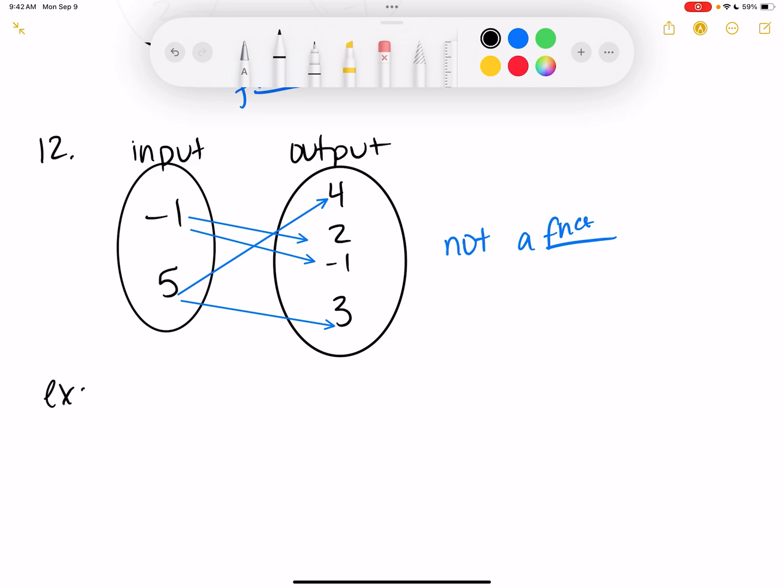Let's see, another one. This one's not in the book. I'm making this one up. I can't do that. It's called lying.